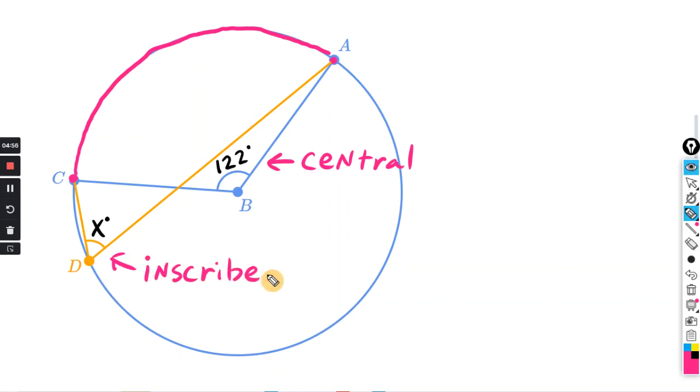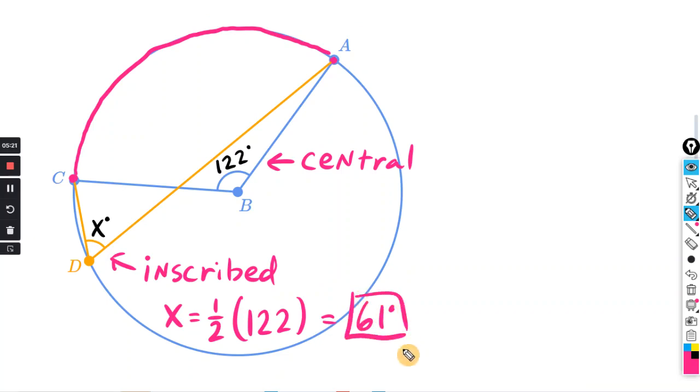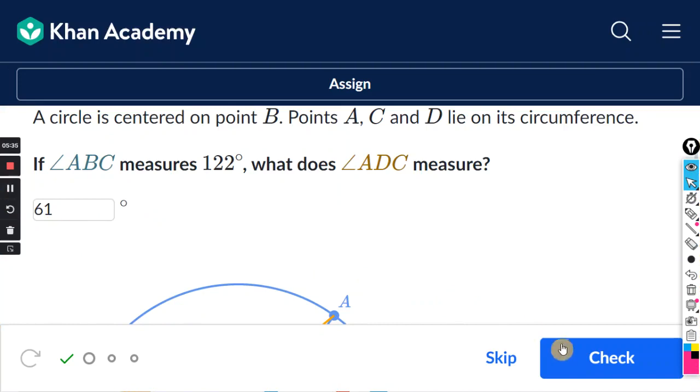We said before the inscribed angle is half of the central angle. So X is going to equal 1/2 of 122, and half of 122 is 61 degrees. So that's it. On all of these problems, you're either going to be taking half or multiplying by 2. Enter 61 in the box.